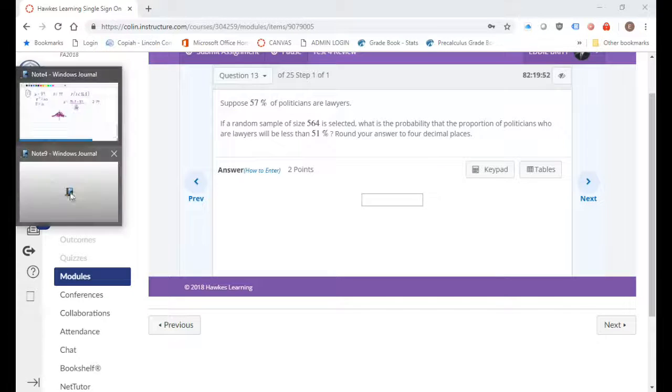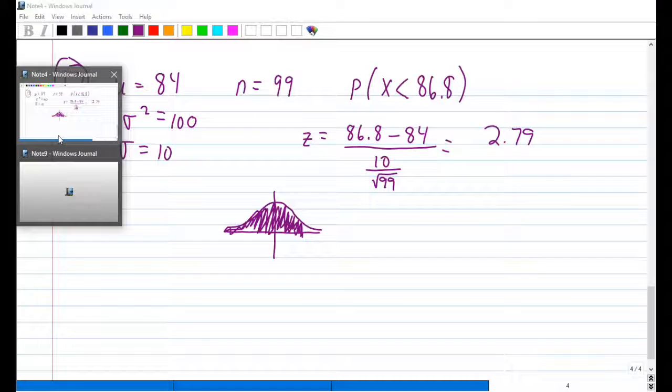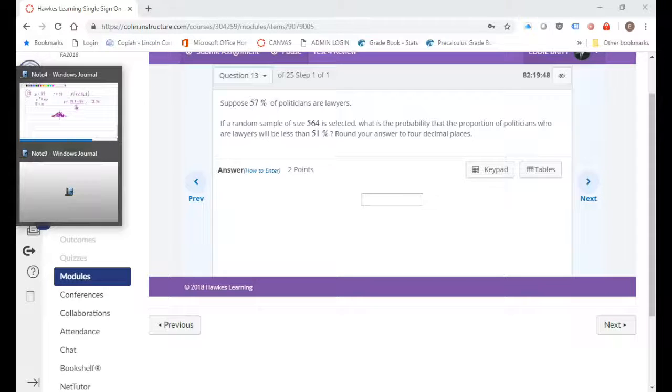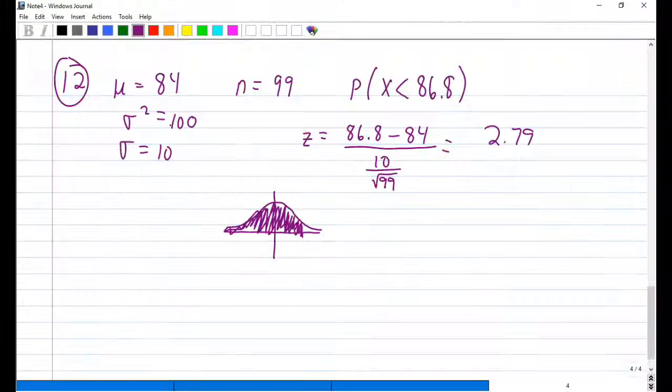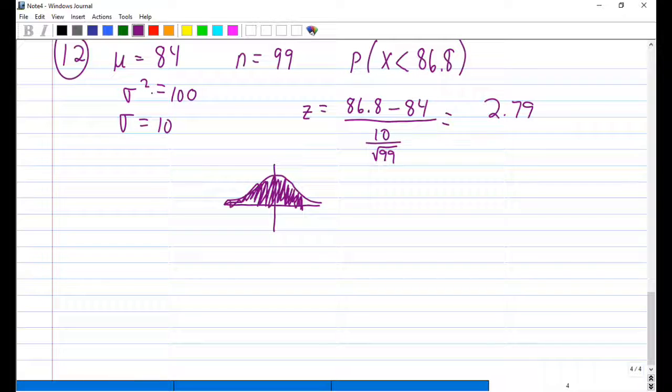Okay. It says, suppose 57% of politicians are lawyers. If a random sample of 564 is selected, what is the probability that the proportion of politicians who are lawyers will be less than 51%? Man, that's a tongue twister. Round your answer to 4 decimal places. So again, we are given proportions instead of means, so our formulas have to change.